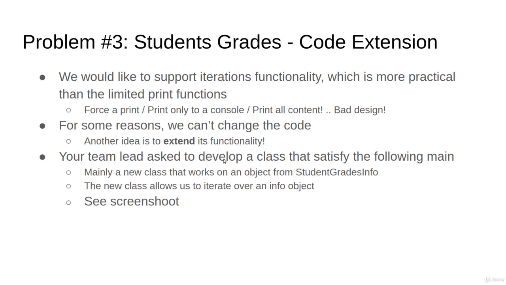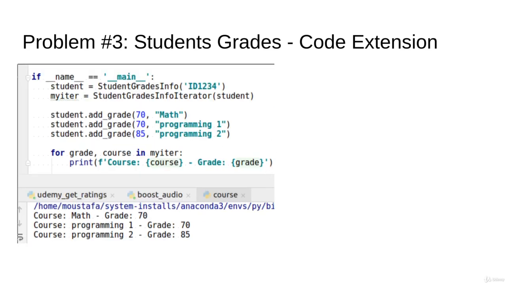Your team leader suggested the following. Create a new class that takes an object, that guy, and then it provides some iterating capabilities. Let's see a code here. This is your new main. This is the old class that you are adding the items to normally. But you are creating a new object here of type info iterator. You pass the object to it, and then you can iterate on this object. Find your way to implement this class to support this iteration style.